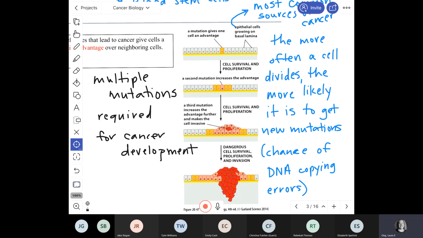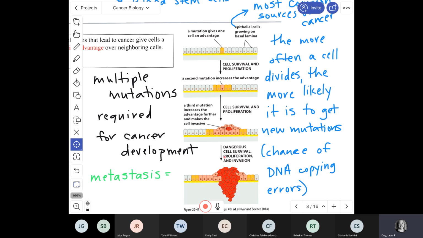This tumor would be invasive, but it has not yet metastasized. Gosh, that's another word we need to put. I forgot to put it, so we'll write that here. I bet you already know what this means. Metastasis.